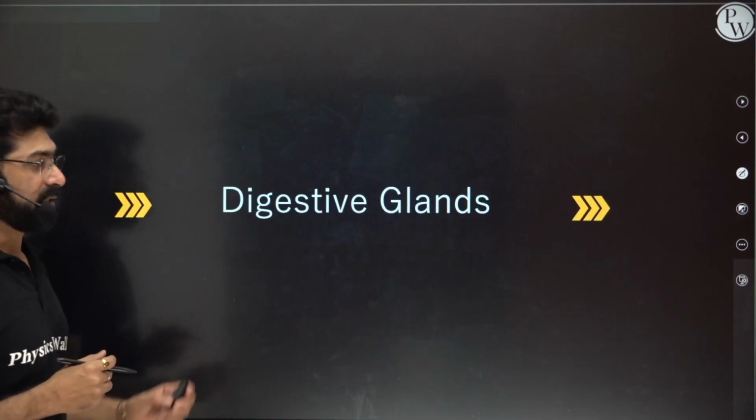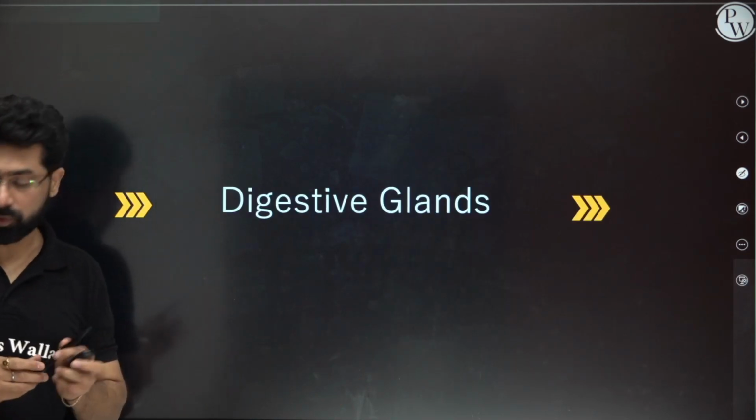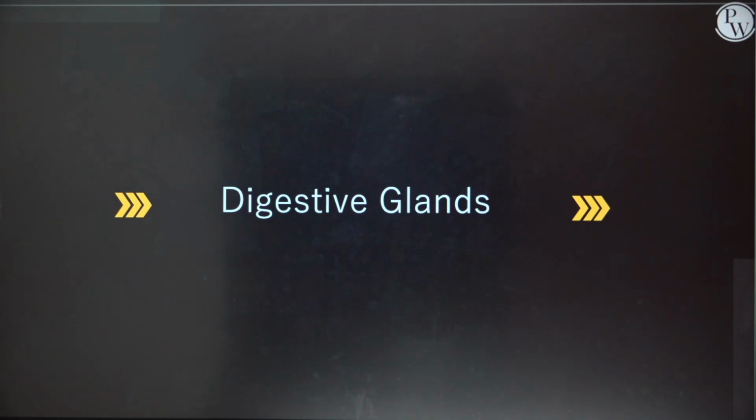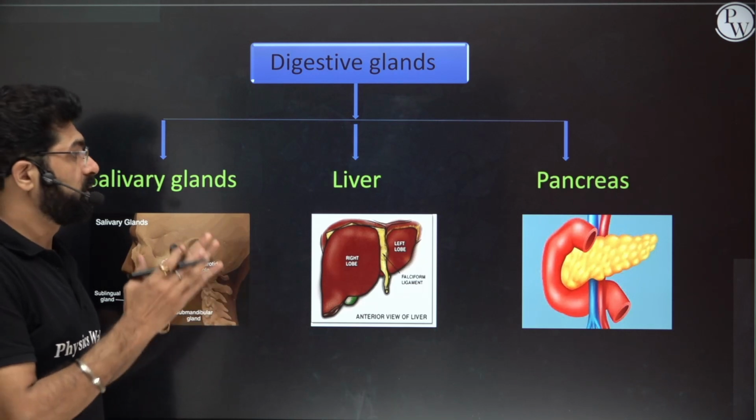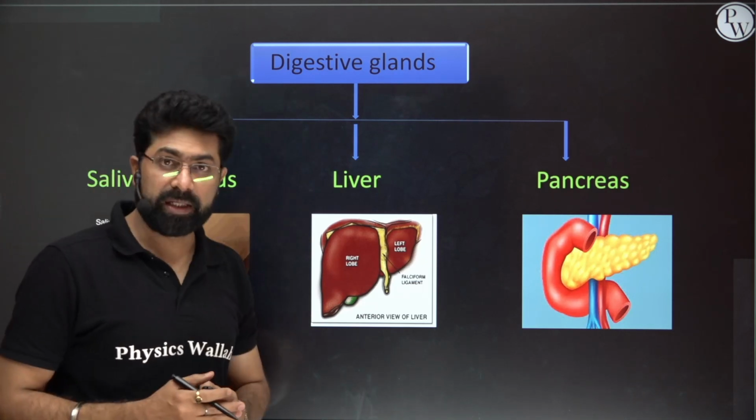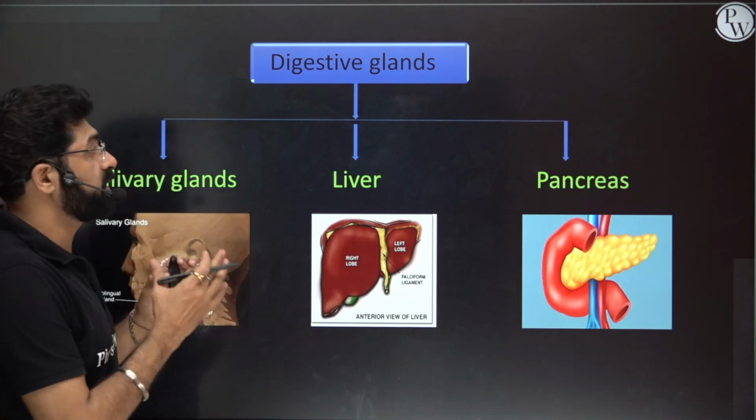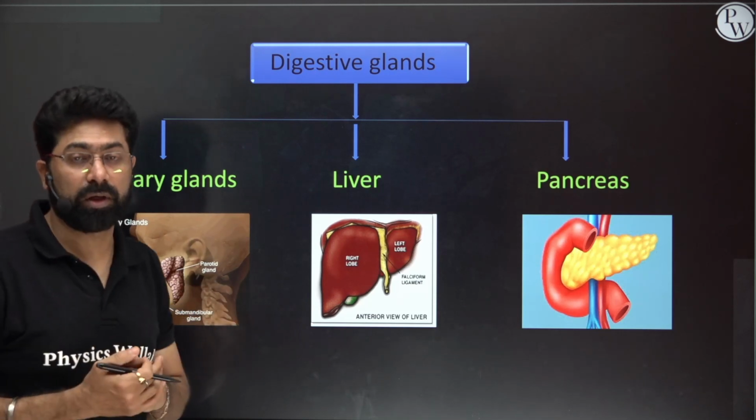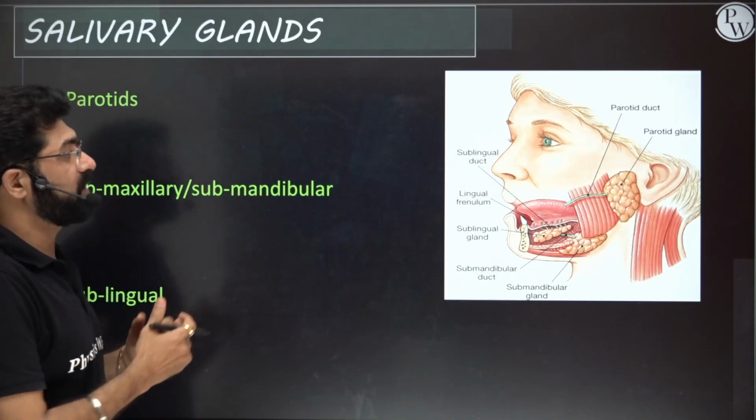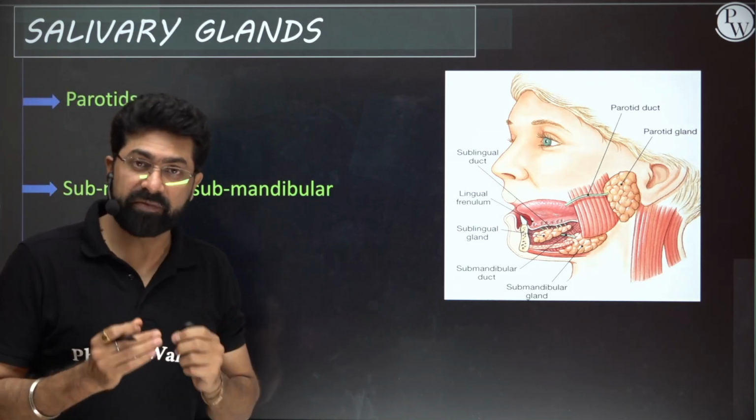Next comes the digestive glands. The major types of digestive glands are the salivary glands, liver, and the pancreas. These are the associated digestive glands along with the alimentary canal. They also help in what? Digestion of food. So let us start with our first, that is salivary glands.